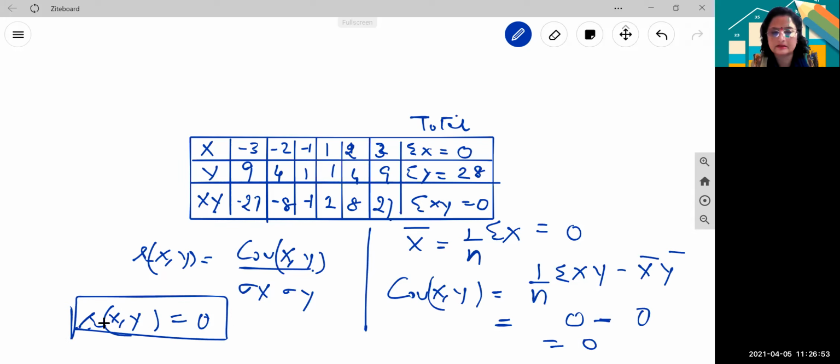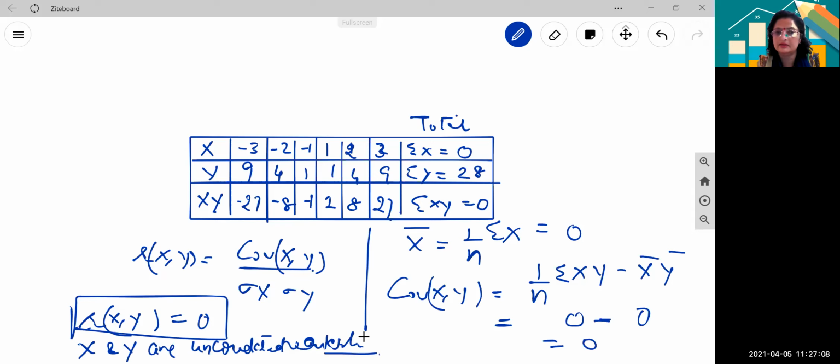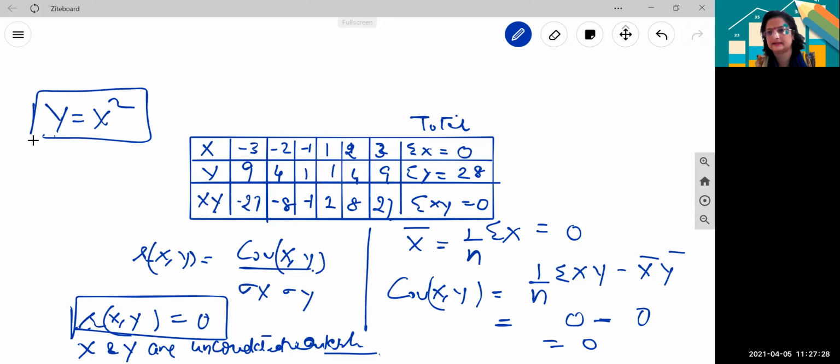So it means x and y are uncorrelated variables. But it doesn't mean x and y are independent because they are connected by a relation. Now look, the values of x are -3, -2, -1, 1, 2, 3. What is y? It is the square. It means they are connected by the relation y is equal to x square.